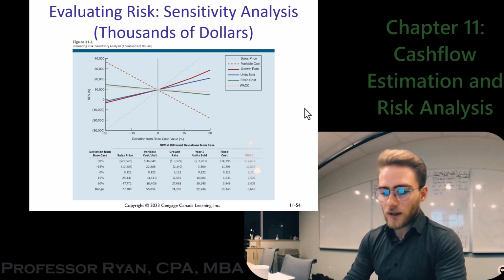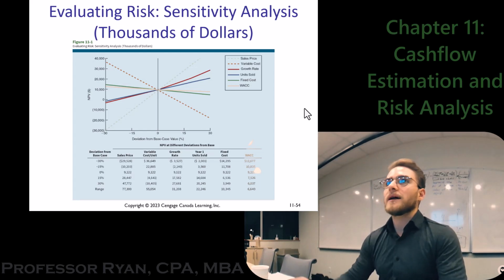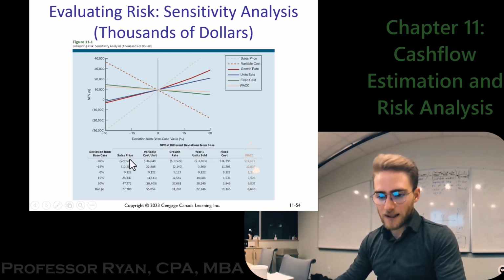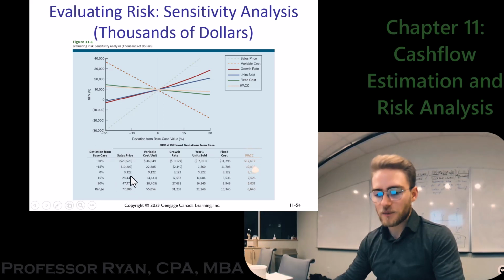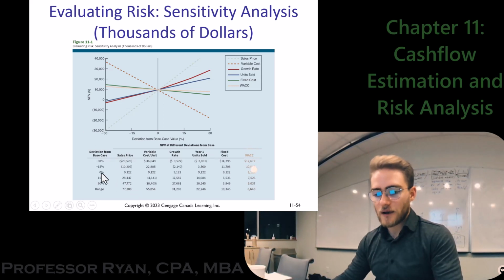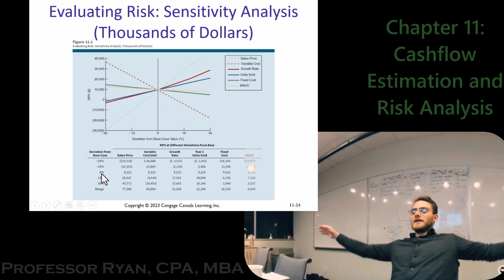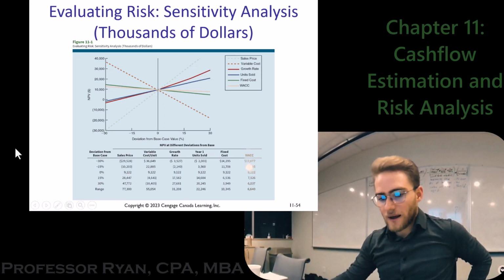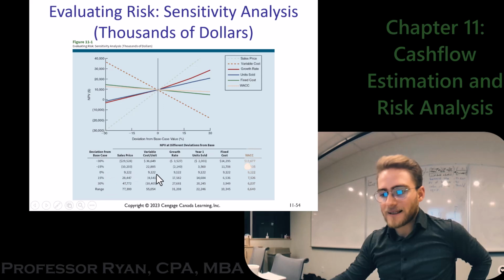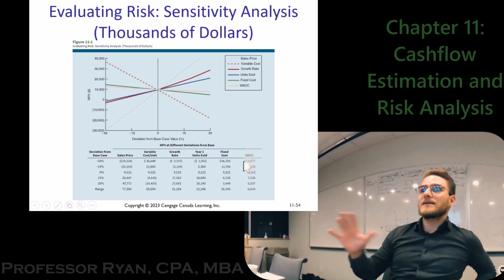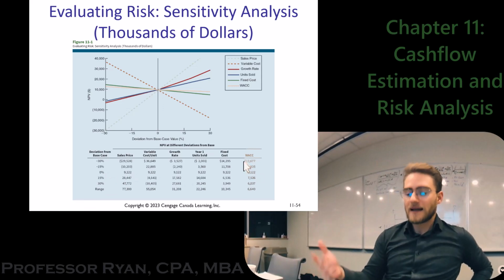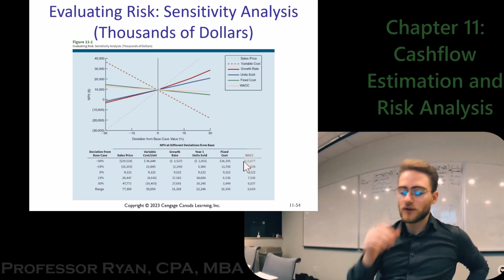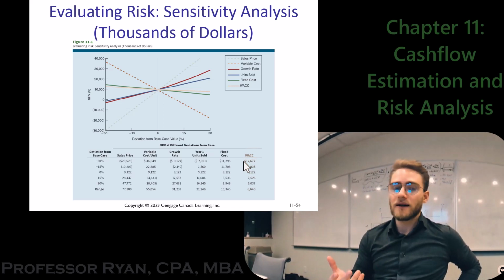So this is kind of what it looks like, how you read this graph, right? If I look at my sales price, this is my sales price variable, okay? Notice how it says deviations from base case. This is if nothing deviated. So everything at 0% is the base case. It's the base analysis that we did together, and how we got $9.122 million in NPV, right?